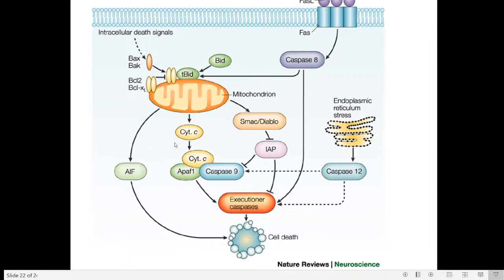Another pathway is the mitochondria activating cytochrome C, with APAF1 and caspase 3. These combinations activate cell death. Another thing, the endoplasmic reticulum has caspase 12. This caspase 12 acts at the level of the executioner caspase complex form, and that complex form causes cell death.